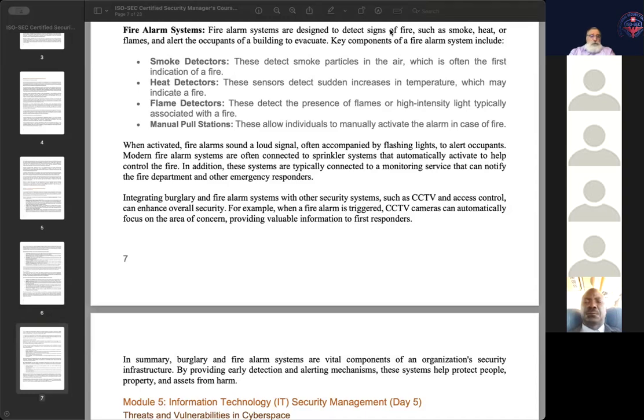You have the sensor. Now you have 3 types of sensors. Smoke detectors. Smoke detectors, you have actually 2 types in the smoke detectors. One is, imagine you have a light. You have a laser. Let's imagine it like this.